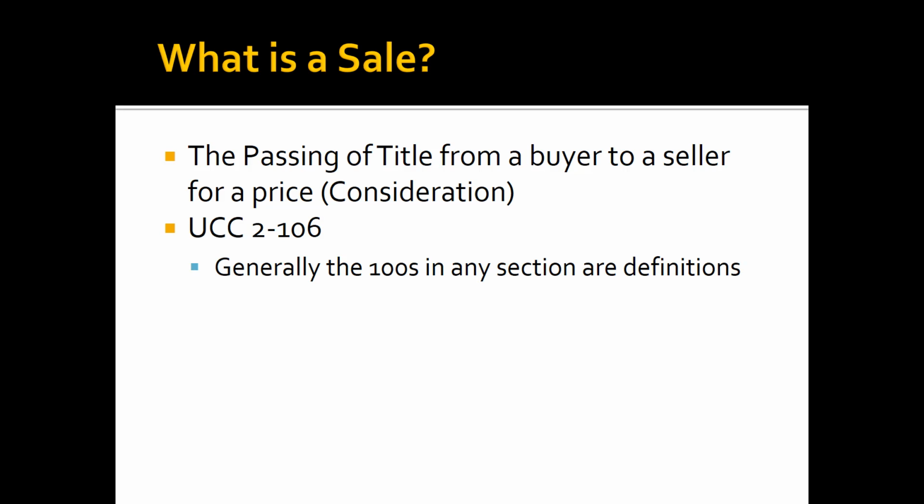But if you see a 100, so anything like UCC 2-101, 102, 105, 106, generally, anything in the 100s is a definitional section. It defines terms for this, and that's true in each one. So if you went to Article 3 or Article 4 and it was 4-104 or 5-101, those would probably be definitions that would be useful in that article. So Article 2, Section 106, defines for us what a sale is.